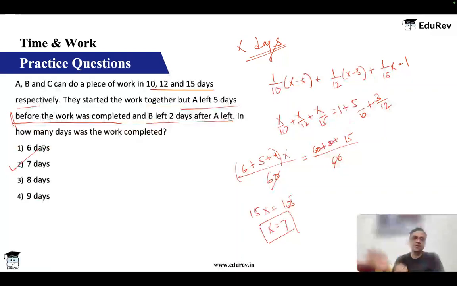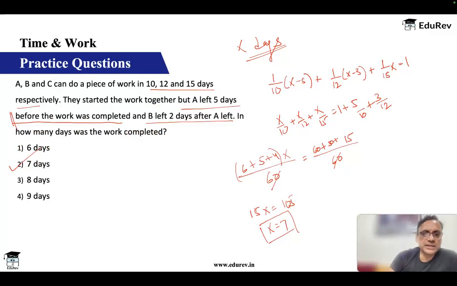Okay, so the main difference in this question compared to the previous one was that people have left from the end. 5 days from the end, 3 days from the end. But that again you can solve very, very easily by assuming that the work got completed in x days. So that is the concept which I wanted to show you here.